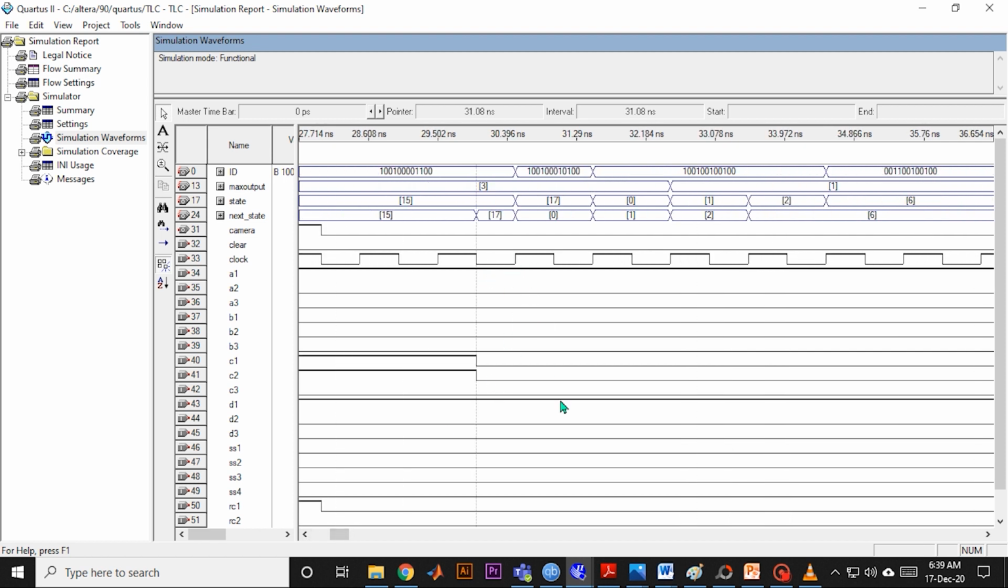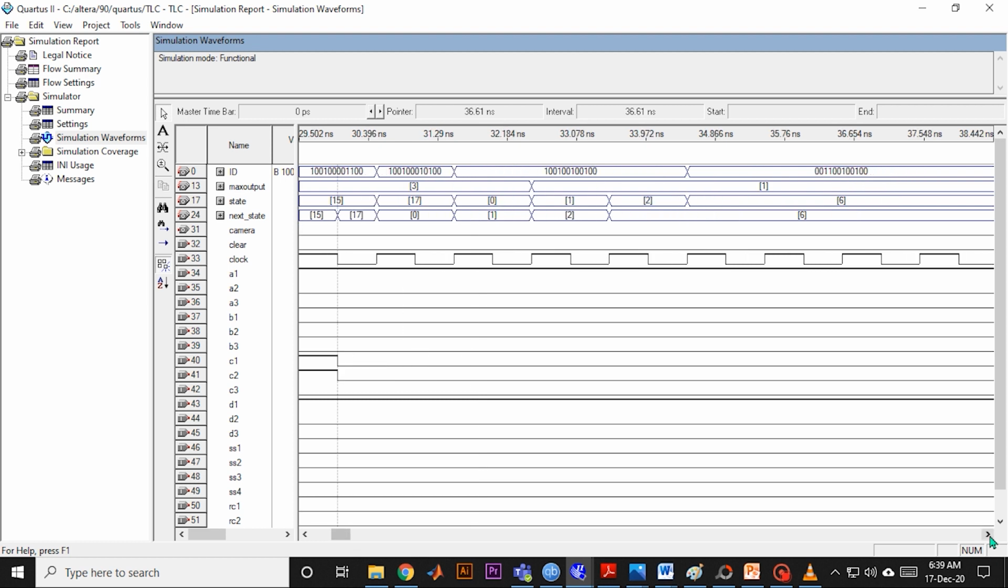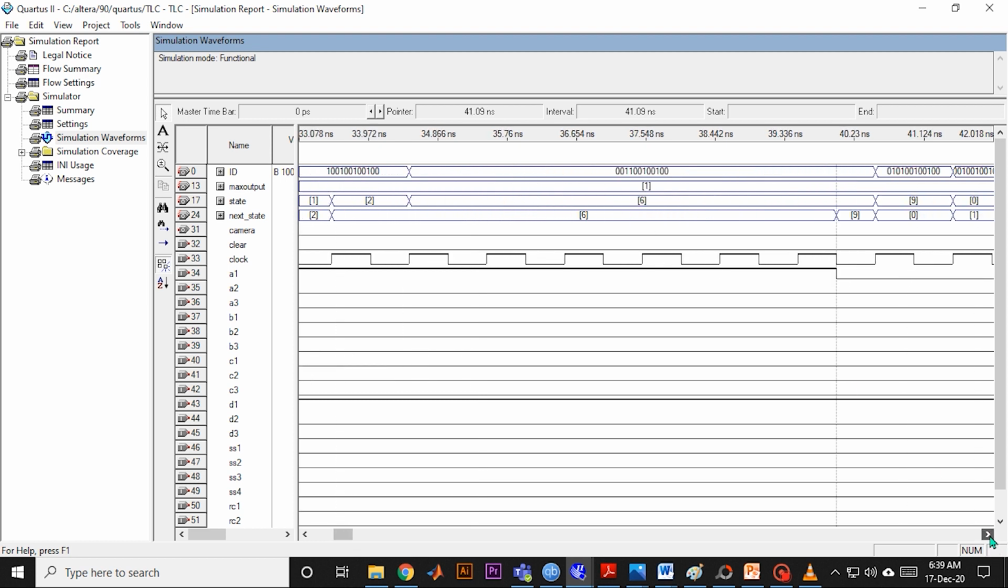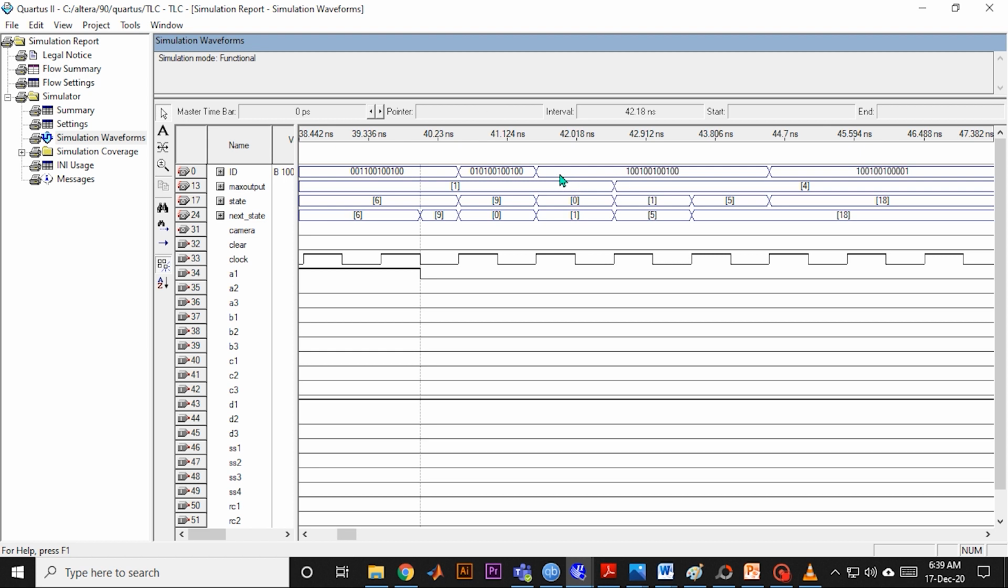So now A1 and D1 are both active. So we are giving more priority for road A. So road A gets green signal right here. Road A gets green signal. After that, road A gets yellow, then red, because A1 is switching off right here.